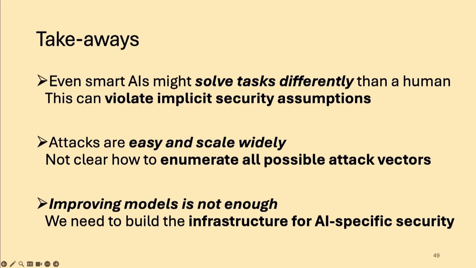So the takeaway from this is, I would say that even as AIs get smarter, even as we create AIs that are maybe at some point going to get as smart as we are, they will solve tasks differently than a human would. And any of these differences can potentially violate some implicit or hidden security assumption that we didn't even realize we were relying on this entire time. And this makes attacks that exploit these differences very, very easy to mount, and they can scale extremely widely.